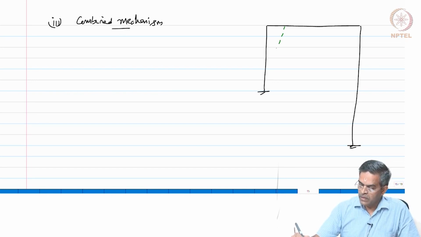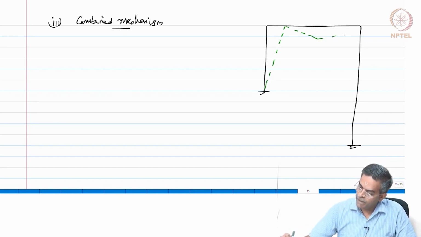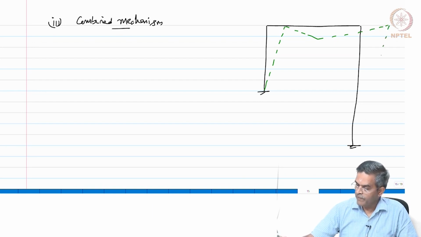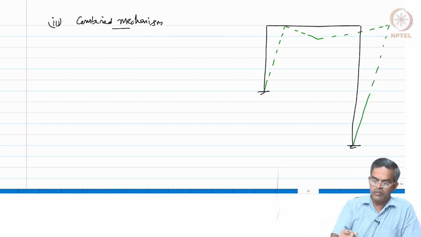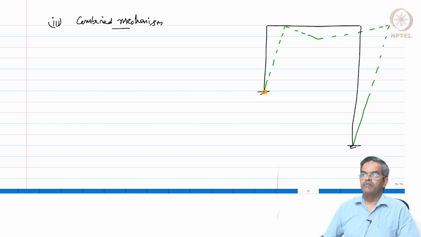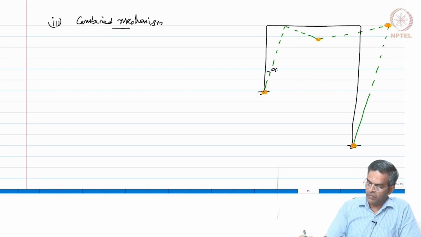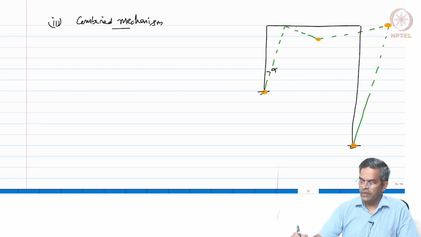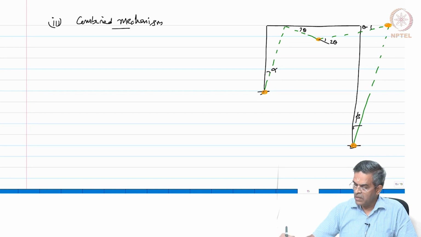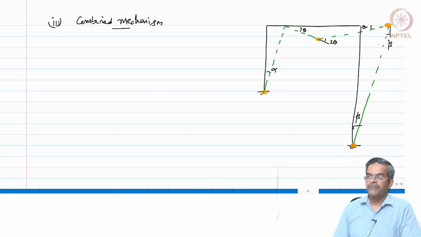Let us say this is my combined mechanism. I am going to assume hinges at this place, here and here. Okay. Let us say this is alpha and this is theta, this is 2 theta, because this is also theta, and this is beta and this is beta.